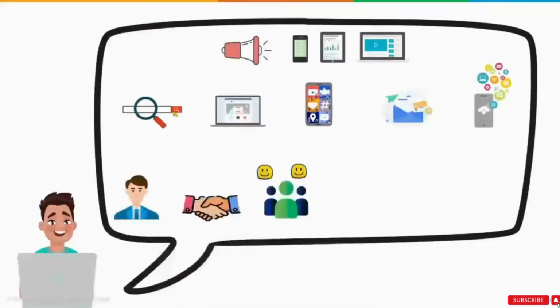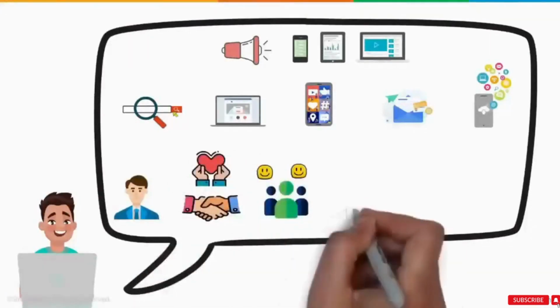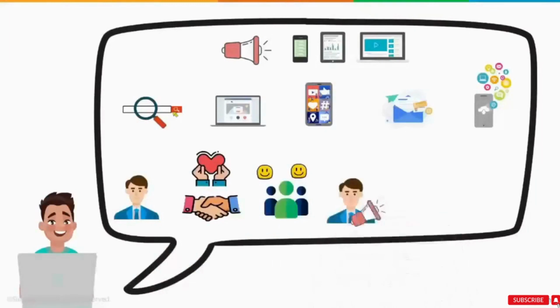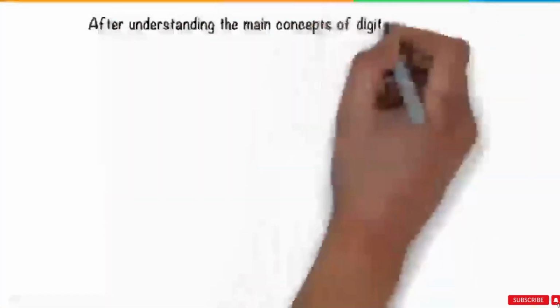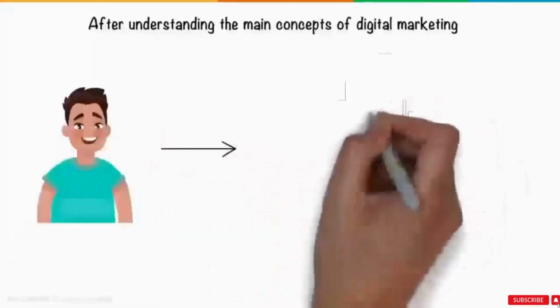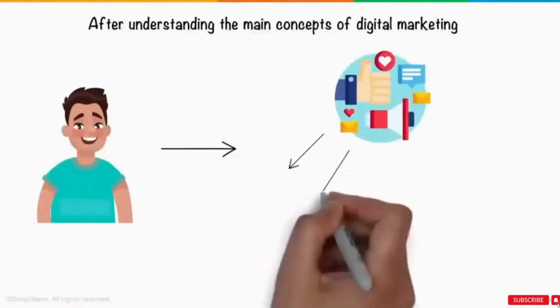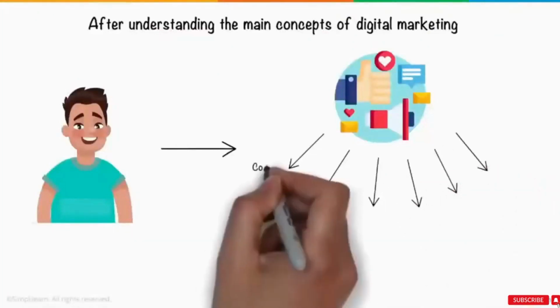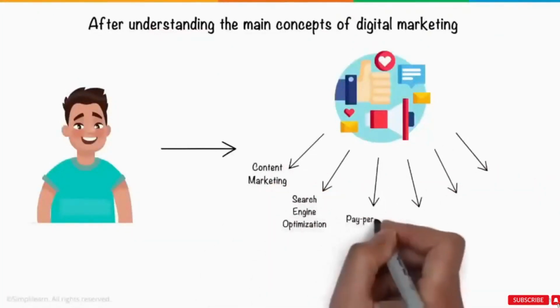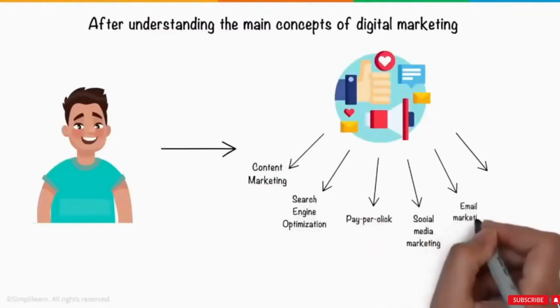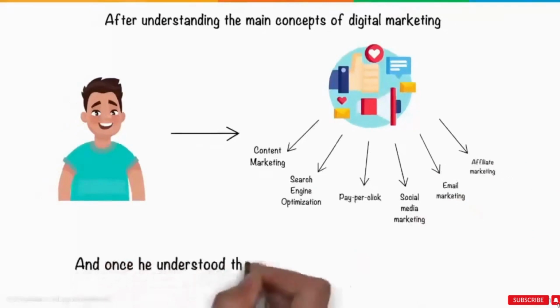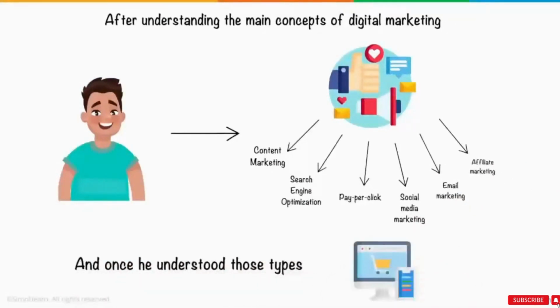It would give marketers the opportunity to interact with and understand their audience better and to increase the trust in their brand. Digital marketing would also show marketers advertisements to people based on their actions and preferences on the internet while being less expensive than traditional forms of advertising. After understanding the main concepts of digital marketing, Joey realized there was more to digital marketing than he initially thought. There were also many types of digital marketing, like content marketing, search engine optimization, pay-per-click, social media marketing, email marketing, and affiliate marketing. And once he understood those types, he set up a digital marketing campaign for his uncle's e-commerce website. Let's have a look at what he came up with.